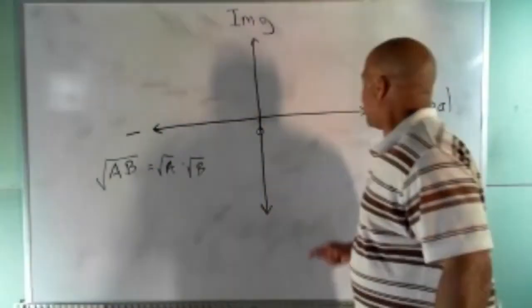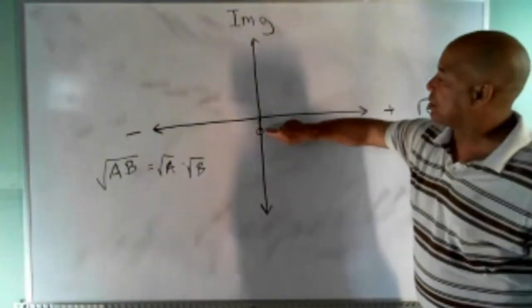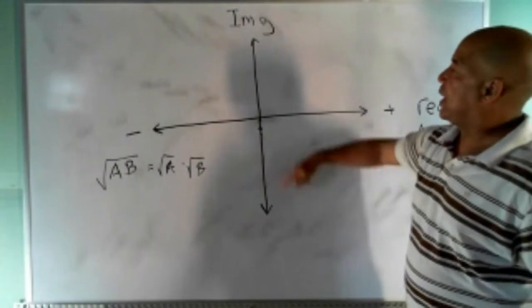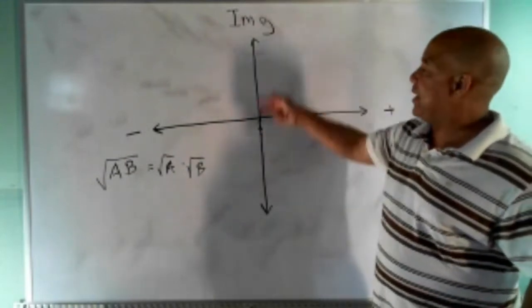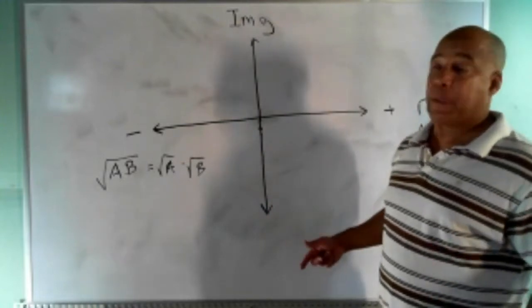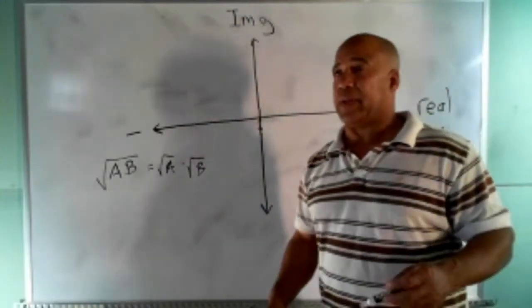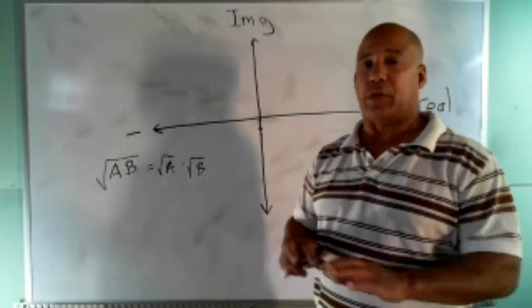So this is the real axis. Any number on this axis is called a real number. And the one that goes up and down is called the imaginary axis. Any quantity on the imaginary axis is called an imaginary number. Now, let me pause for a second and talk about the name imaginary, because I don't want you to be confused at all.